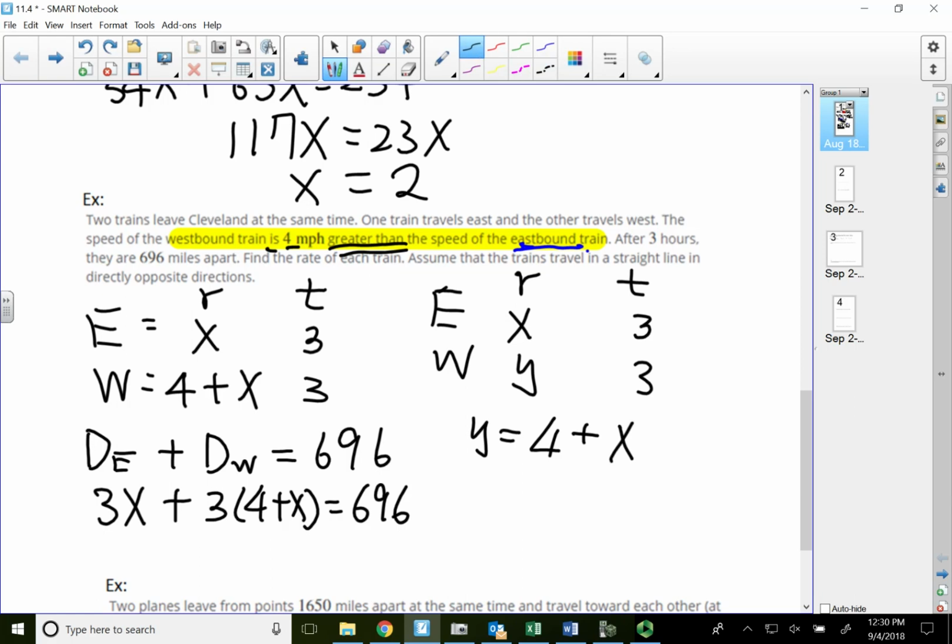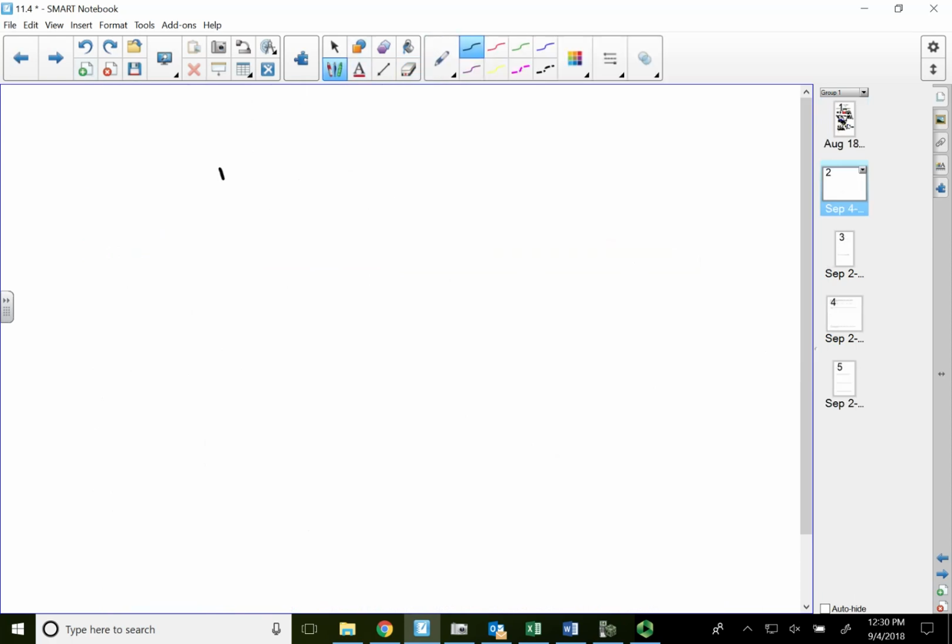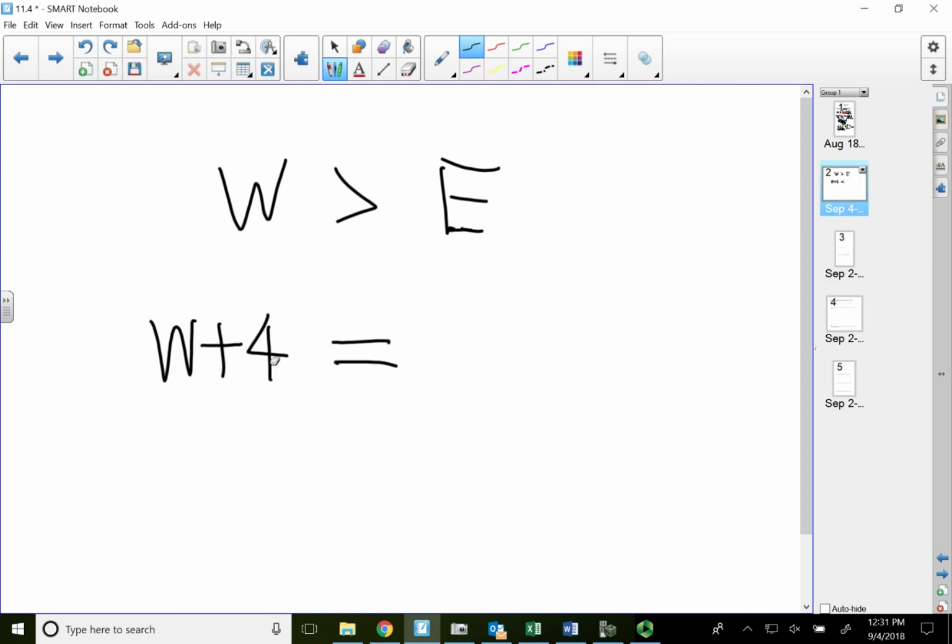All right. Why is it not y plus 4 equal to x? Well, because like we mentioned in other module before, the westbound train is faster than the eastbound train. So if the west is already bigger than the eastbound train, then if I want to make them equal, I cannot say westbound train plus 4 because the westbound train is already faster.